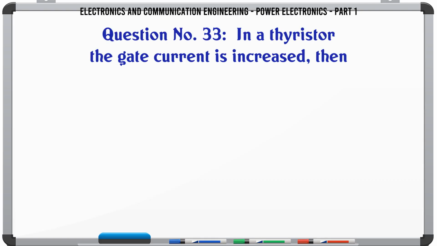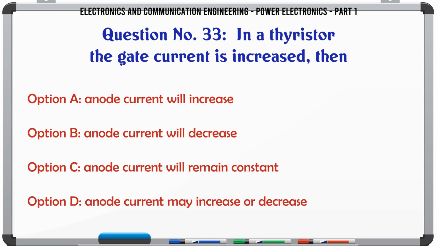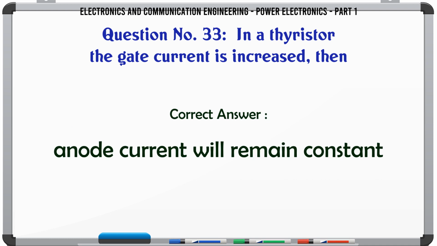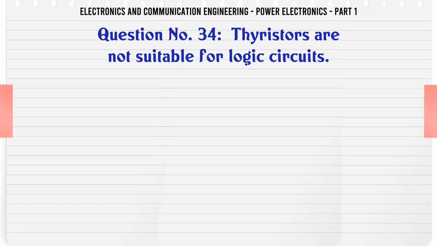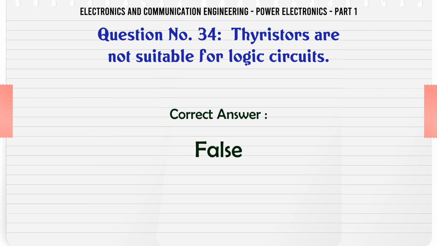In a thyristor, if the gate current is increased, then A anode current will increase, B anode current will decrease, C anode current will remain constant, D anode current may increase or decrease. The correct answer is anode current will remain constant. Thyristors are not suitable for logic circuits. A true, B false. The correct answer is false.